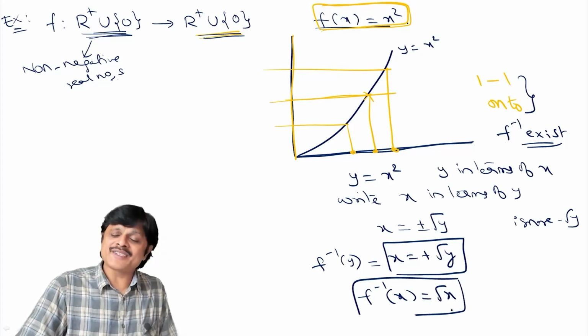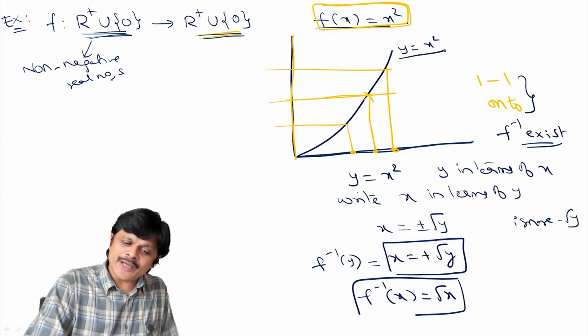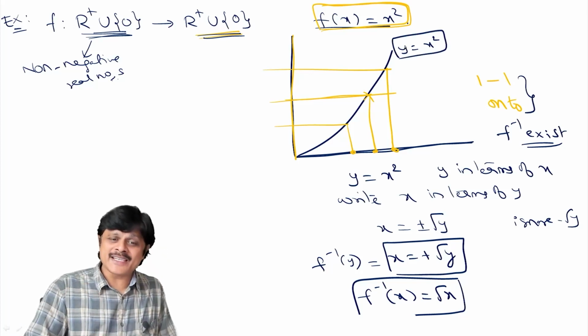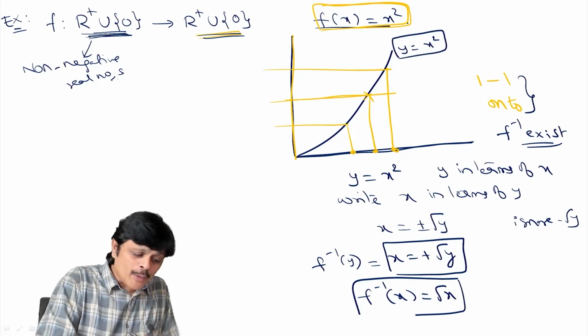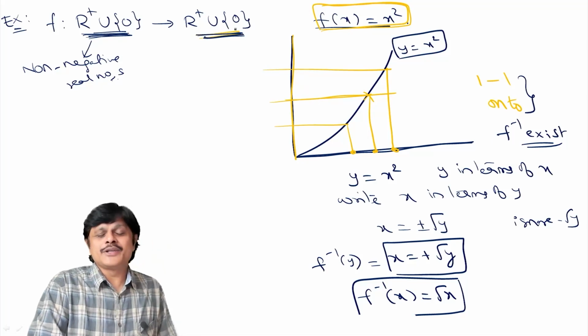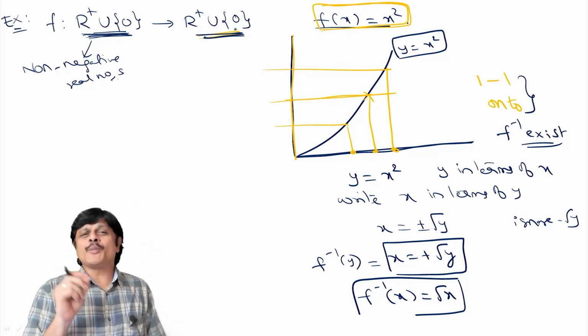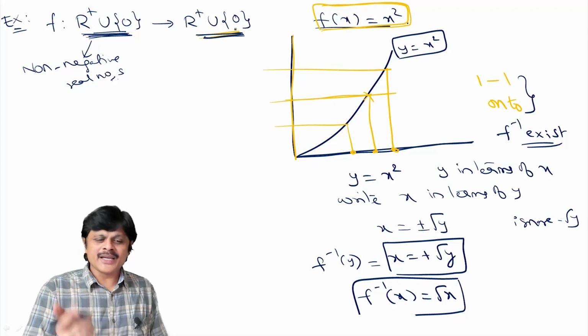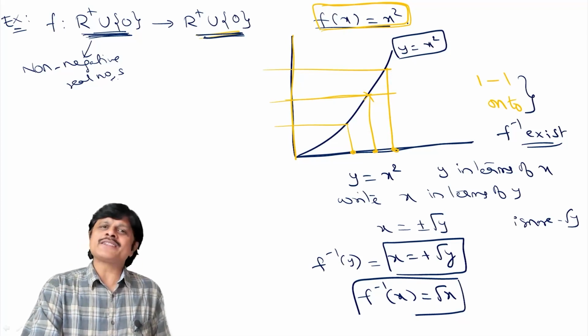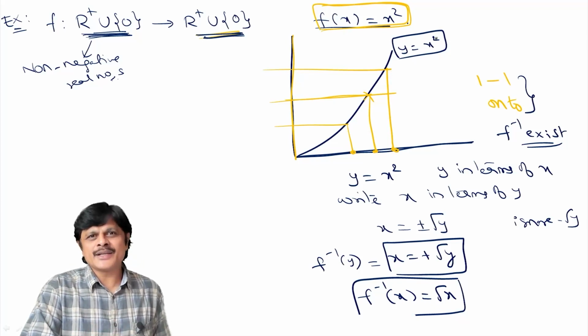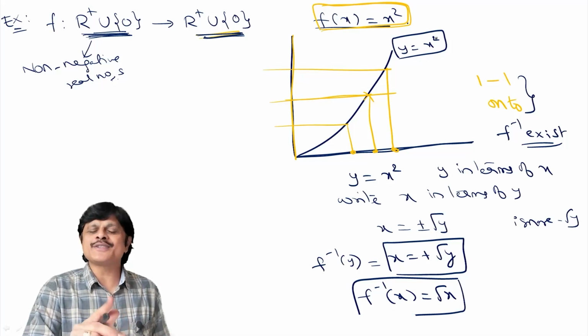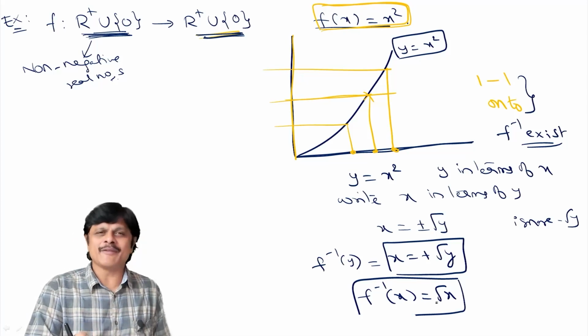This is the inverse function. So for y is equal to x square, the inverse exists if you have the domain and codomain defined like this. So it always depends on the domain and codomain, my dear friends. So for y is equal to x square, we can't simply say the inverse does not exist. You need to see what your domain and what your codomain is. For that, it will happen.